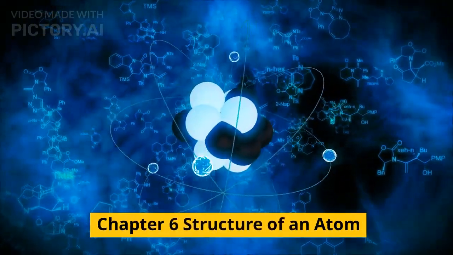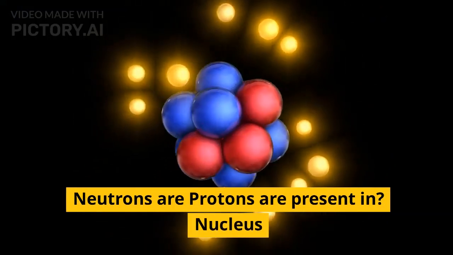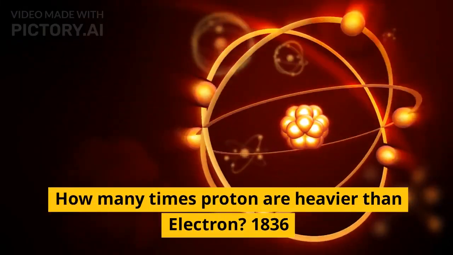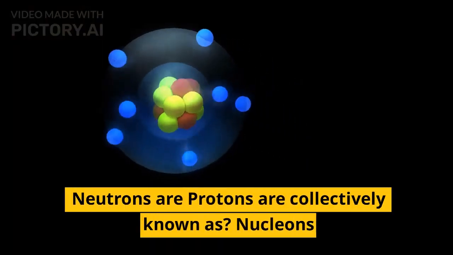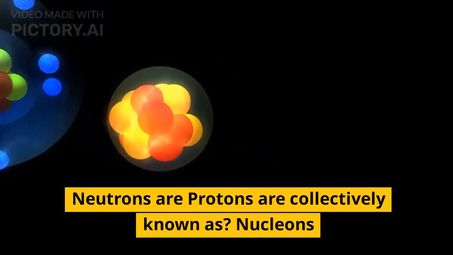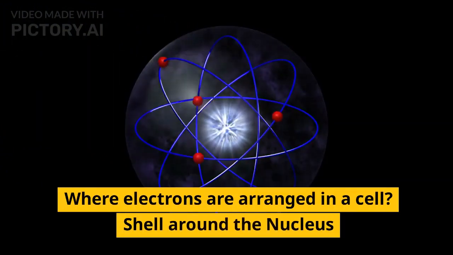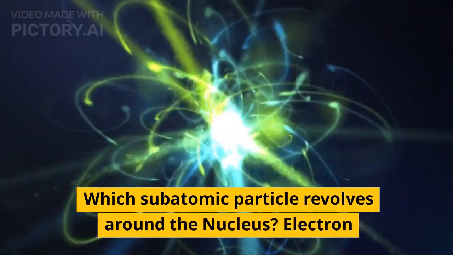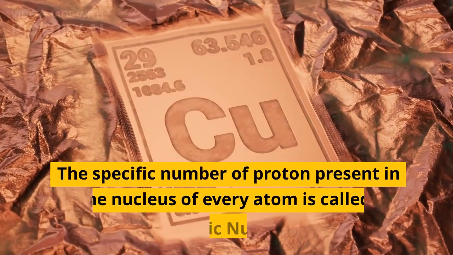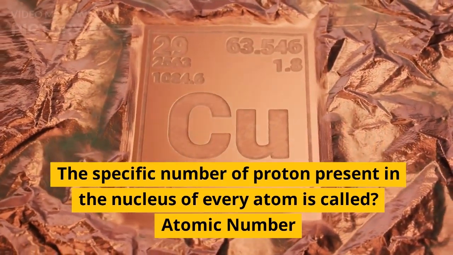Chapter 6: Structure of an Atom. Neutrons and protons are present in the nucleus. How many times are protons heavier than electrons? 1836. Neutrons and protons are collectively known as nucleons. Electrons are arranged in shells around the nucleus. Which subatomic particle revolves around the nucleus? Electron. The specific number of protons present in the nucleus of every atom is called atomic number.